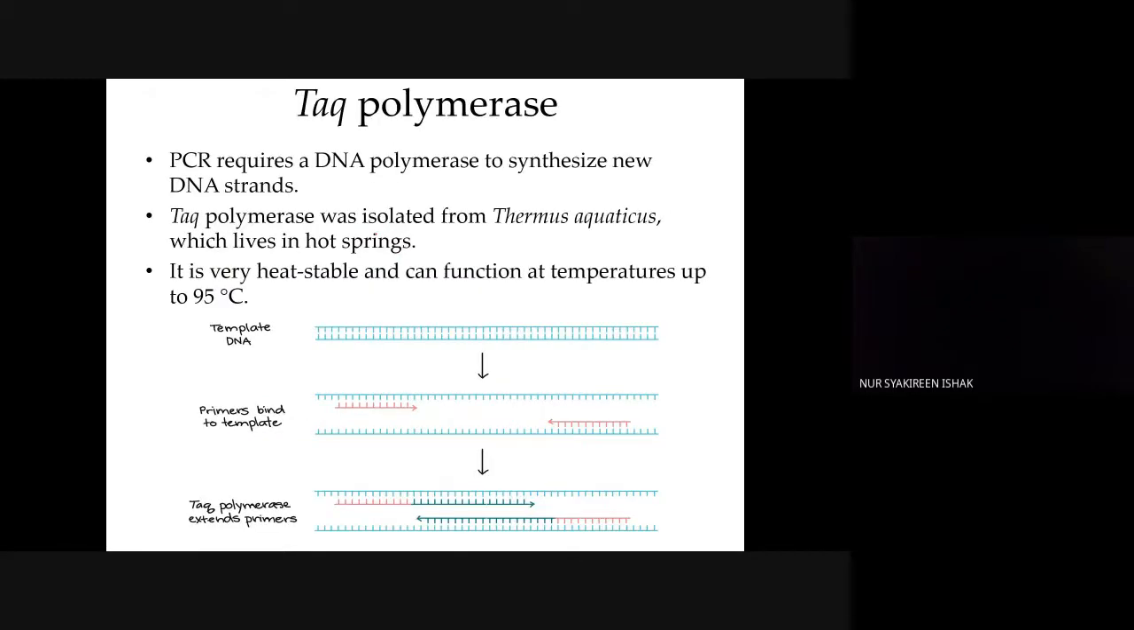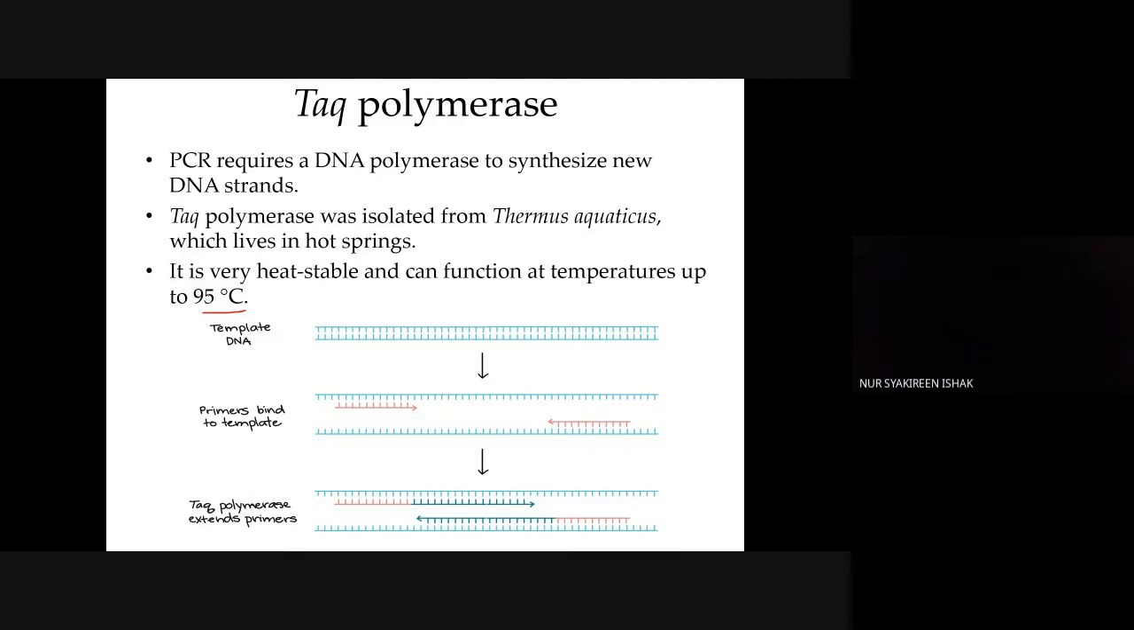Okay, so the next tool that you require is Taq polymerase. So PCR requires DNA polymerase to synthesize new DNA strand. So Taq polymerase was isolated from this bacteria, which is Thermus aquaticus, that lives in hot spring. Okay, so it can withstand high temperature of up to 95 degrees Celsius.